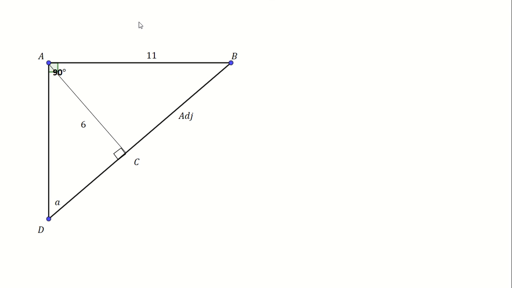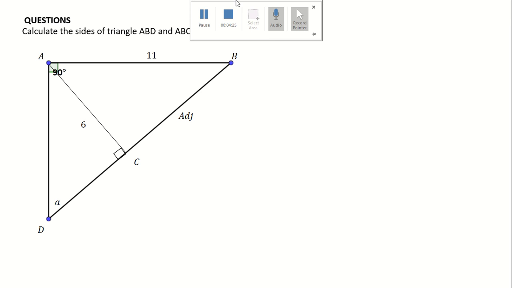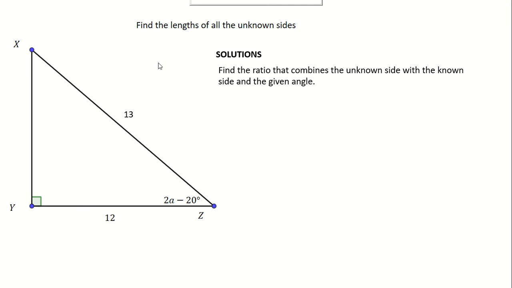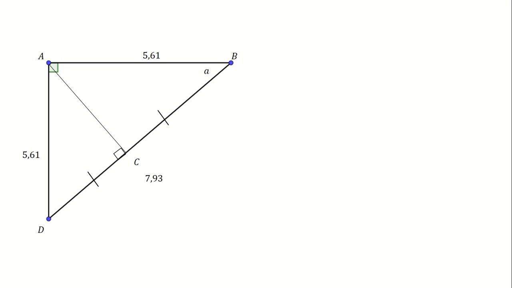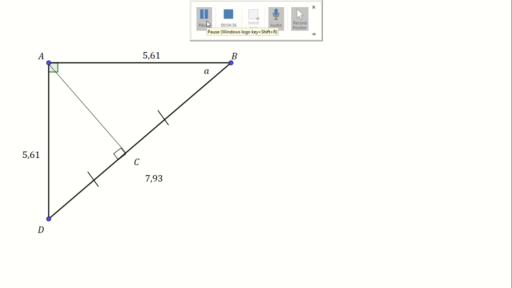Now, please do this one and calculate alpha. And answer the questions. As per the question, calculate the sides of triangle ABD and ABC. Calculate alpha.